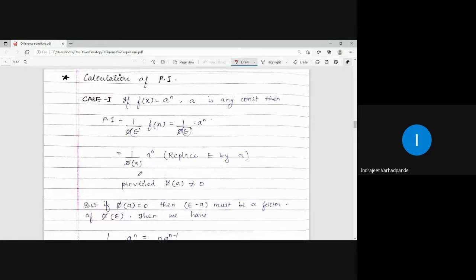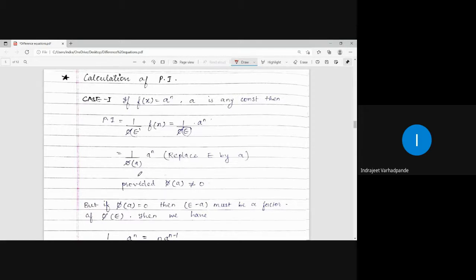Usually, for the solution of the difference equation, we use the operator form in the alphabet E, or we call it the shift operator, right? The second part of the solution, which completely depends on the RHS, is the calculation of the particular integral. So how do we calculate the particular integral? Depending on the various possibilities in the RHS, we have categorized it into 4 different cases.